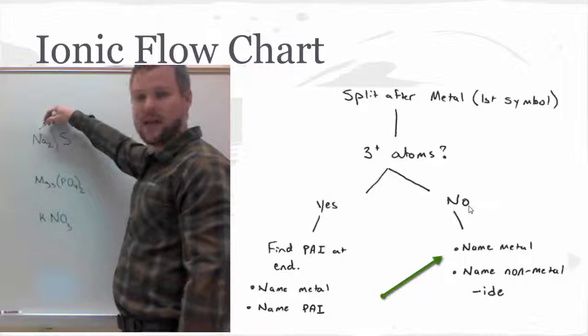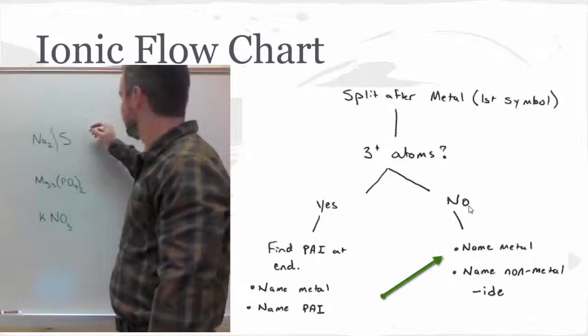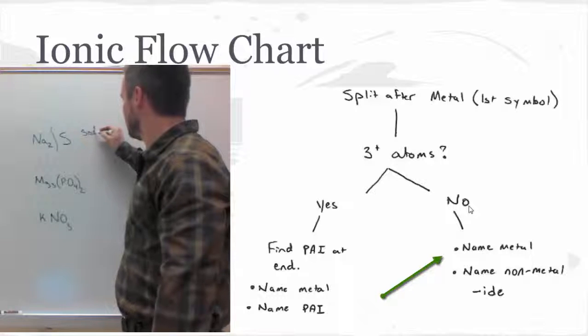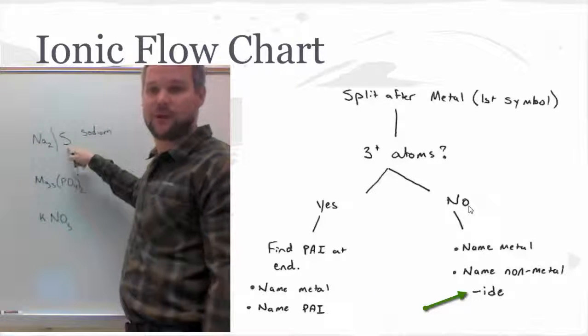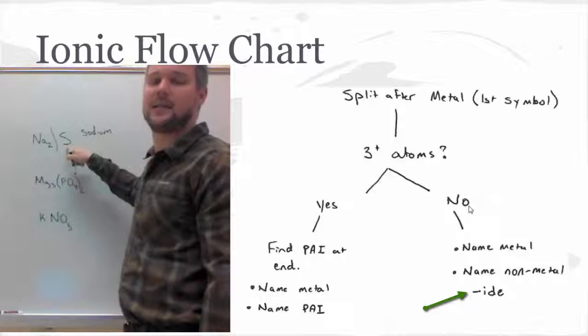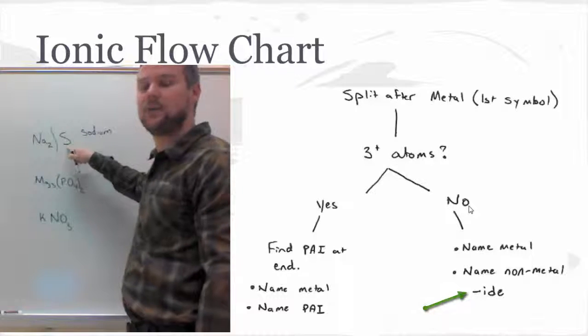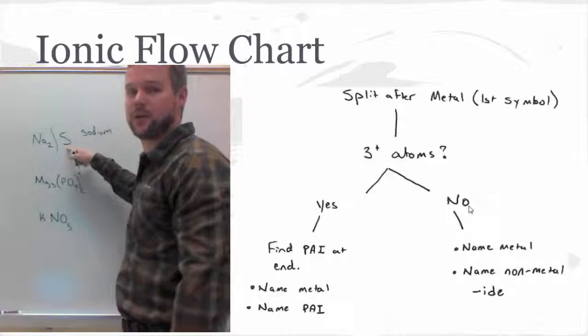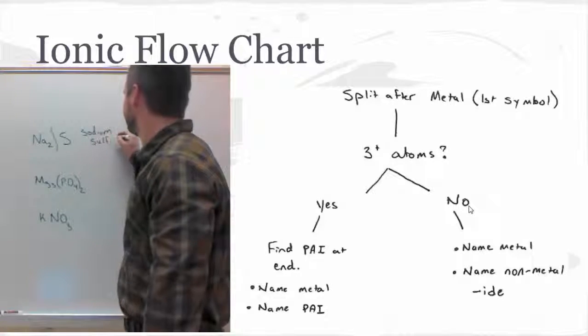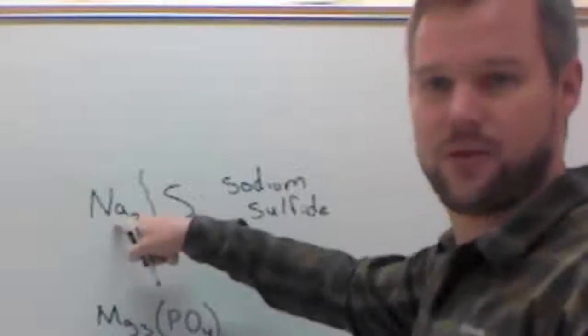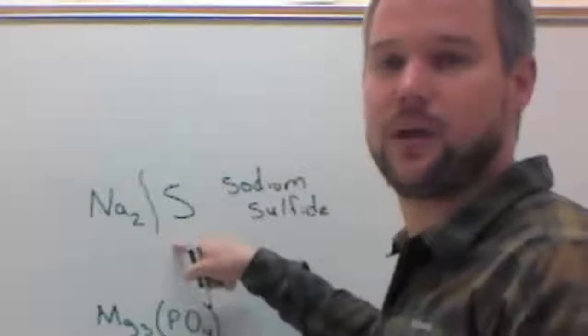Then I'm just going to name the Na. Na is called sodium. And S is called sulfur, but because it's a nonmetal, I'm going to put IDE at the end, so sulfide, which is the same name of the ion that you learned for your ion quizzes. So this compound is called sodium sulfide.